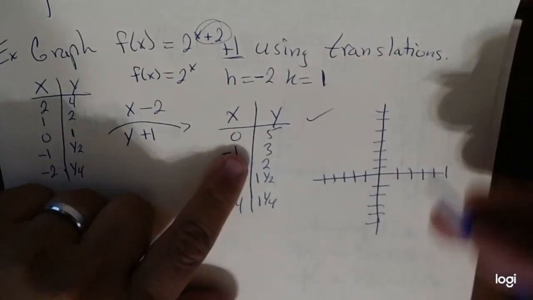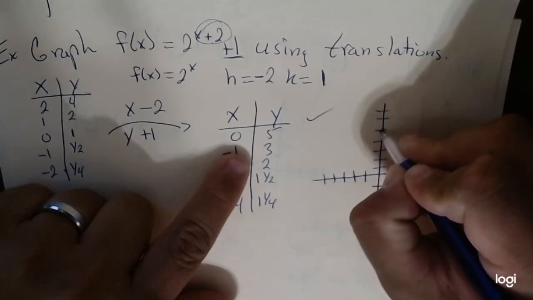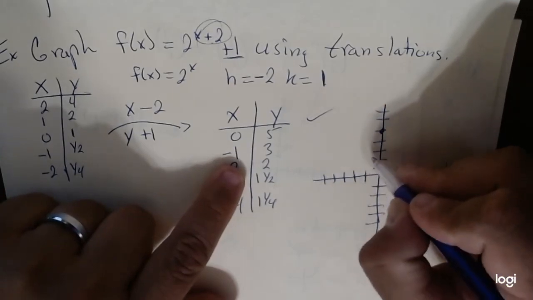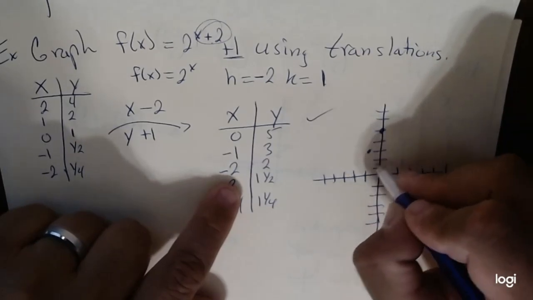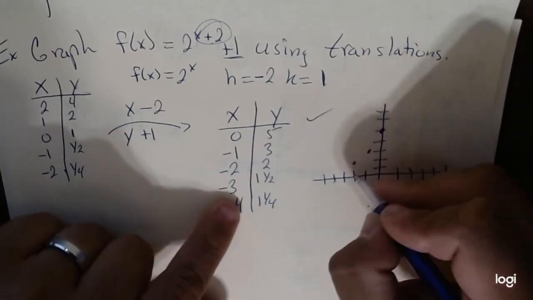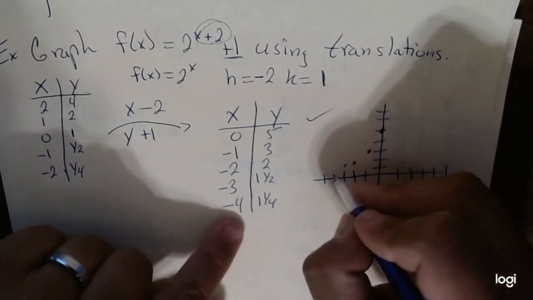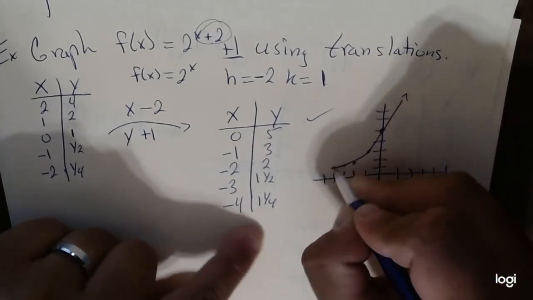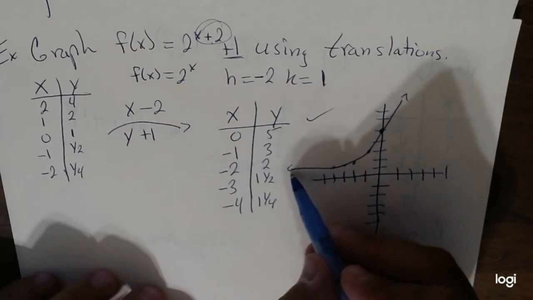So we graph (0, 5), so 1, 2, 3, 4, 5. Then (-1, 3), (-2, 2), (-3, 1 and 1/2), and (-4, 1 and 1/4). So it looks kind of like that. Now notice, it doesn't get any lower than this.